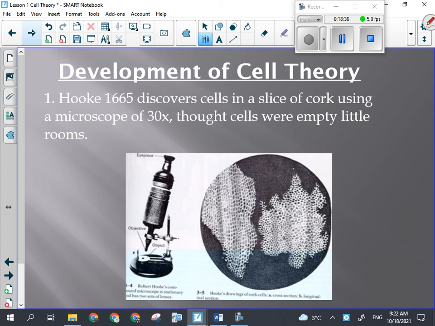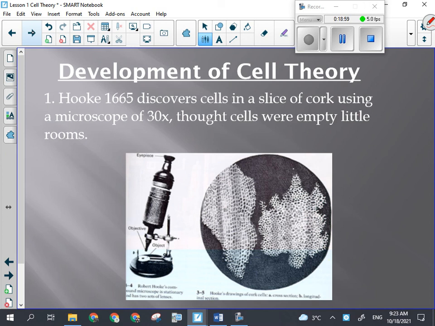Okay, and he put the cork underneath there, and this is what he saw. All right, and he said, this thing's got a bunch of empty rooms in it. It looks like a prison full of cells. Empty little rooms. Oddly enough, that name stuck. We know cells aren't empty rooms. Now we know they're full of all kinds of things. They're actually very busy, active places.